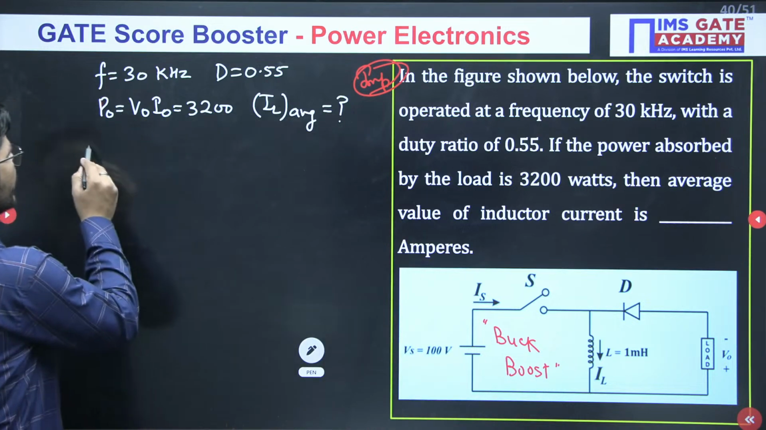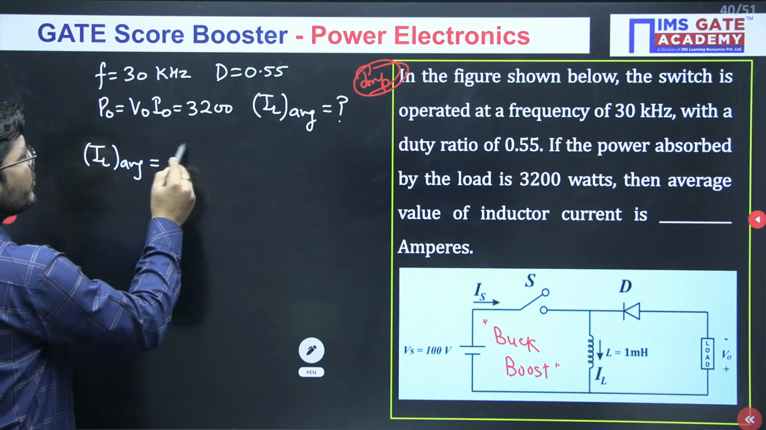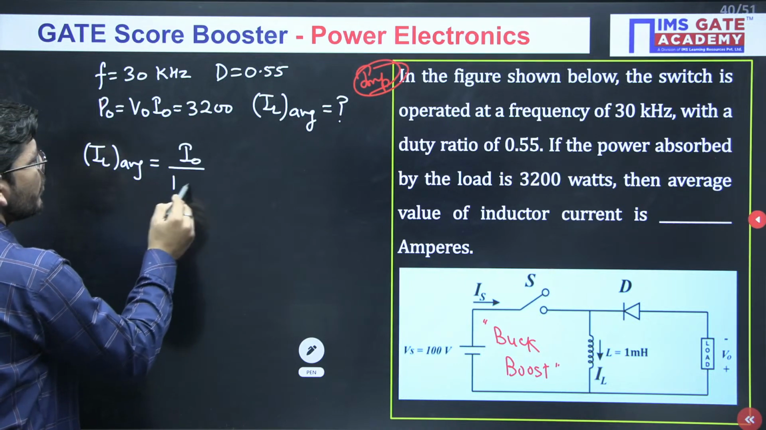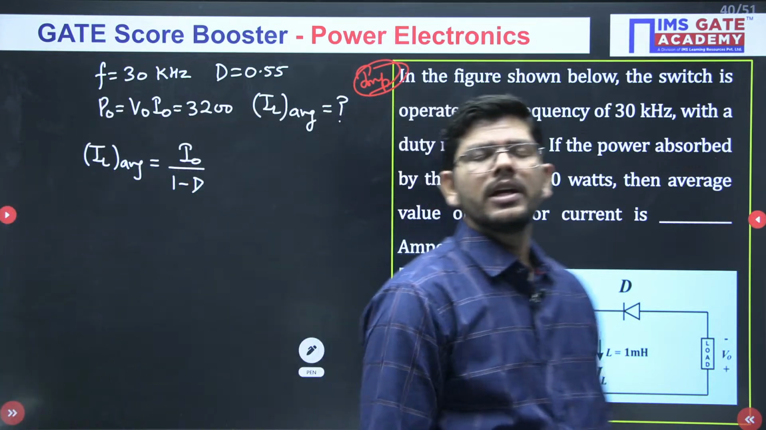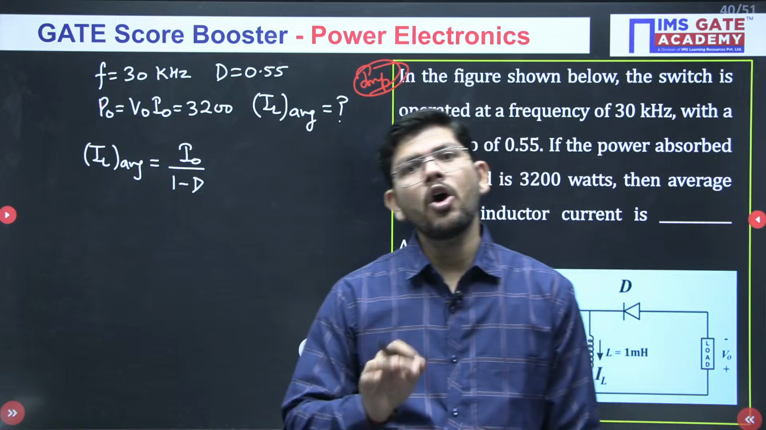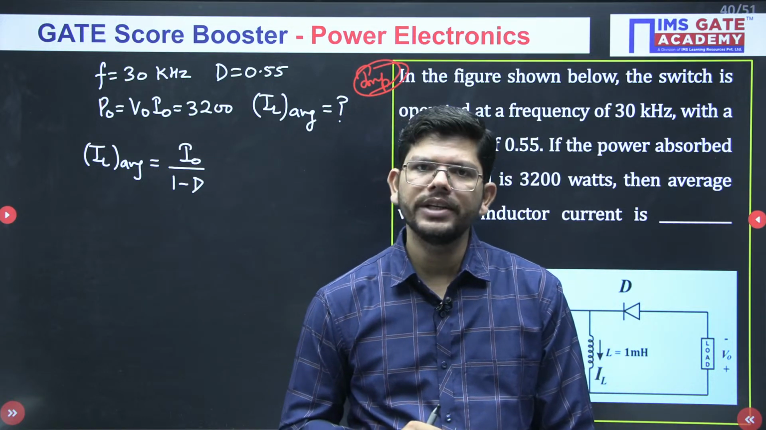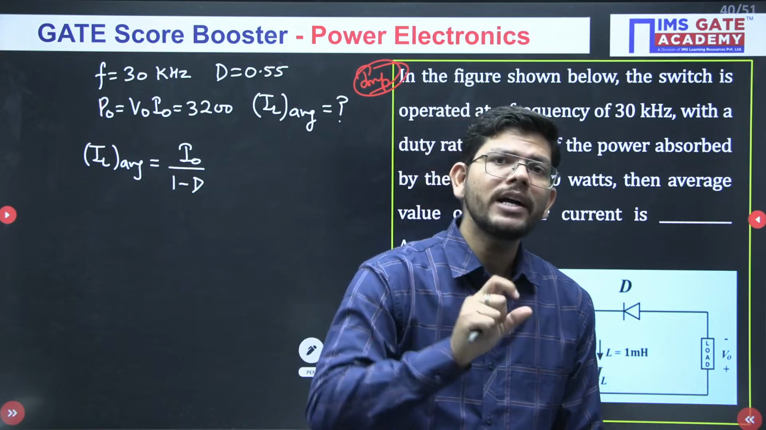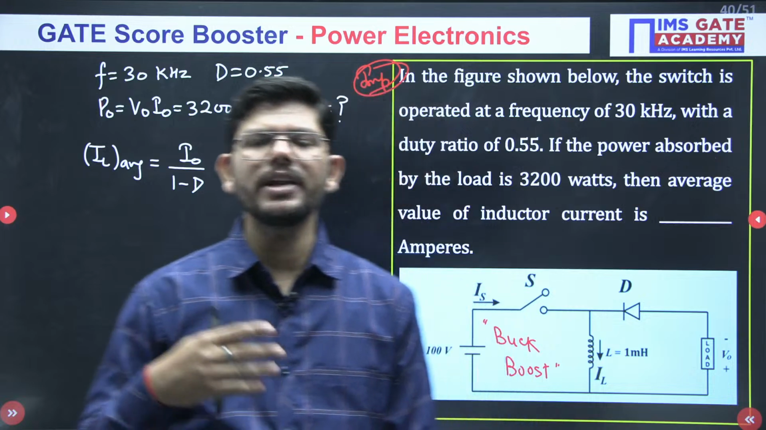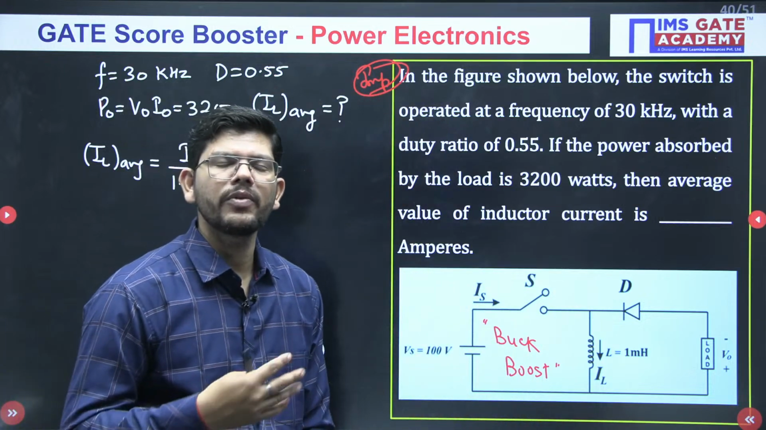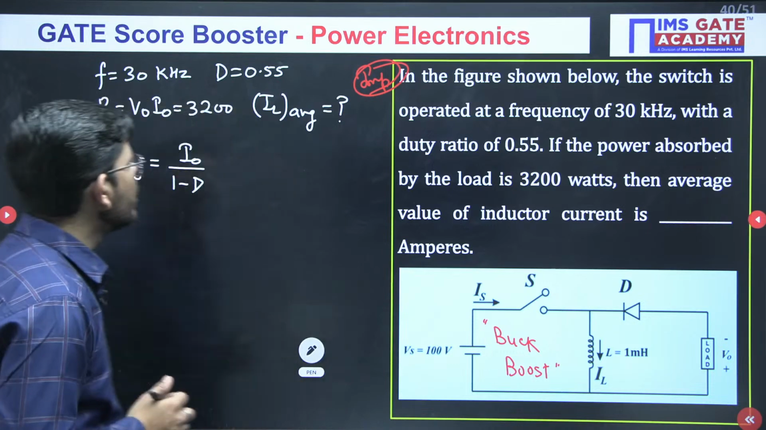So for the buck boost converter, if you have to find the average inductor current, this will be equal to what? I0 upon 1 minus D. Whether it is a boost converter or a buck boost converter, the average inductor current is I0 upon 1 minus D. For the buck converter, it will be only I0. This has become a very popular expression. We frequently use this particular expression, so I hope you are able to memorize it.